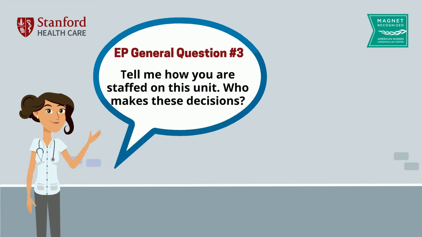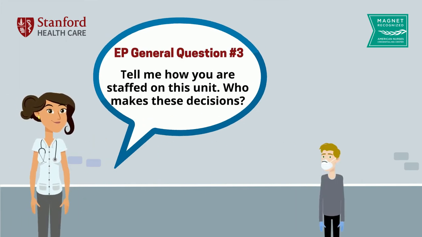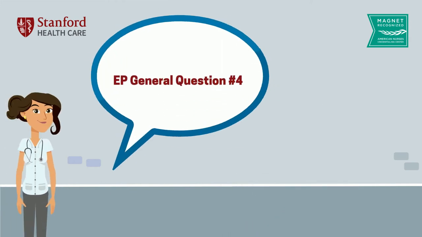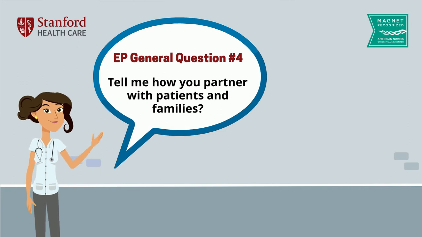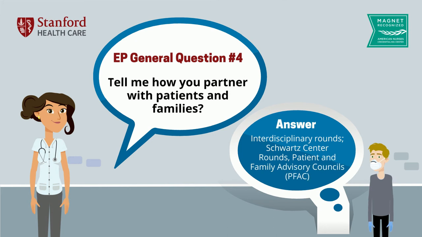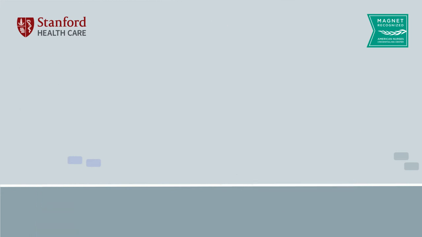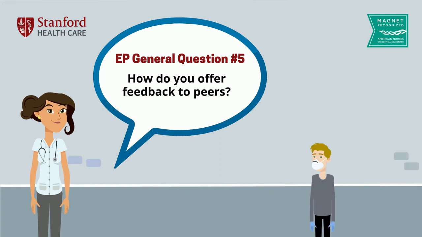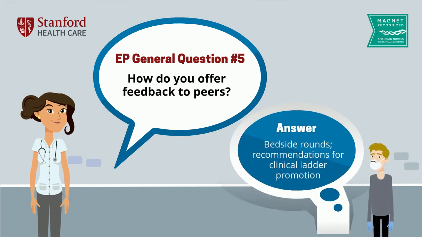Tell me how you are staffed on this unit and who makes these decisions. Staffing is based on acuity, and the resource nurse has the autonomy to make these decisions based on some guiding principles. Tell me how you partner with patients and families. We have interdisciplinary rounding, Schwartz Center Rounds, and the Patient and Family Advisory Council, or PFAC. How do you offer feedback to your peers? A couple of examples are bedside rounds and recommendations for the clinical ladder promotions through our PNDP program.